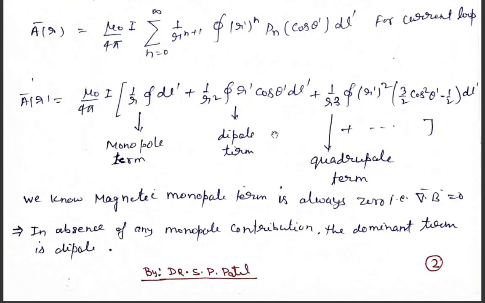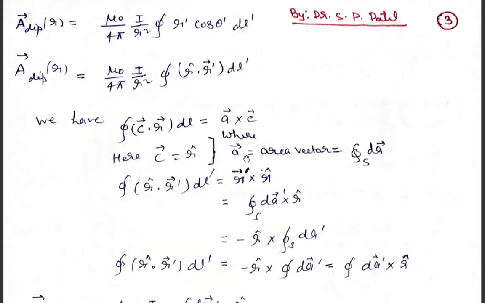So if you write it for the dipole, and the other terms we neglect, then A vector r is equal to mu 0 upon 4 pi, I, 1 upon r square, integral r prime cos theta prime dl prime. Obviously this will be the term, so that is what I have written: mu 0 upon 4 pi, I upon r square, integral r prime cos theta prime dl prime. That will be the vector potential due to a dipole.